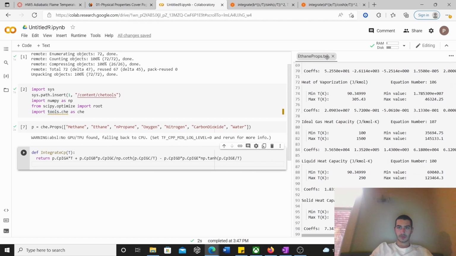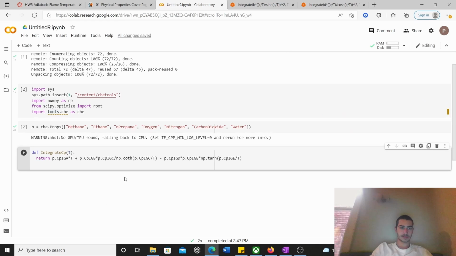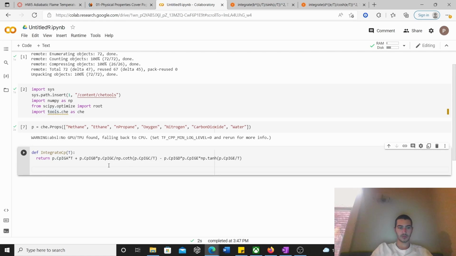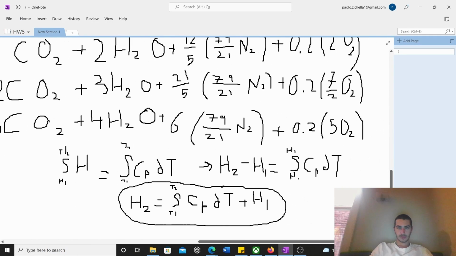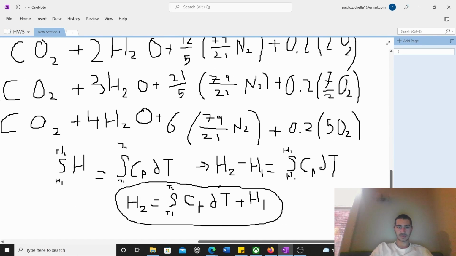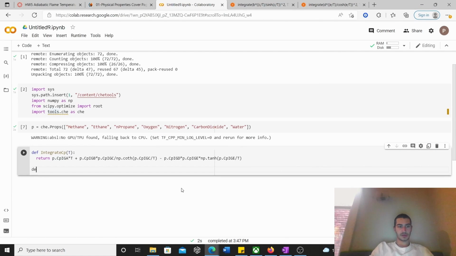So now that we've created this function, we also want to create a new function, right? And this function will be using the one that we created down here, to find the enthalpy of the second state, right? So what we're going to do is create a function and call it h for the enthalpy, right? H of T.